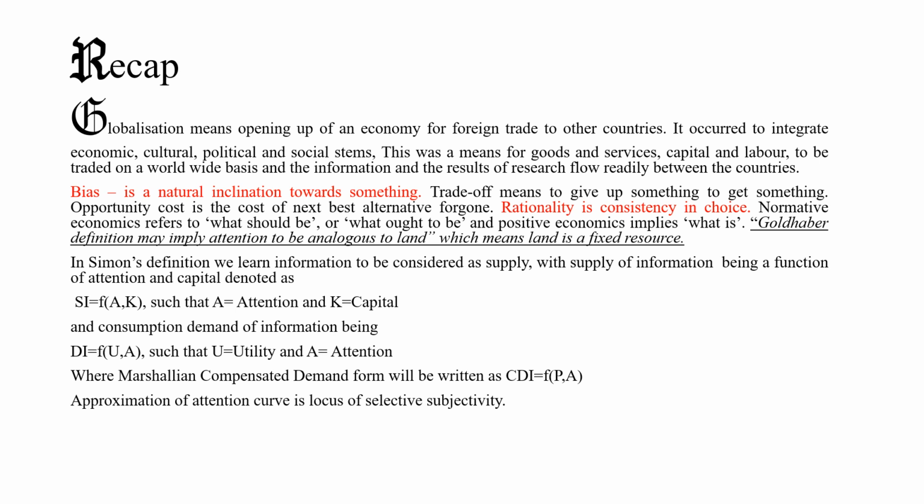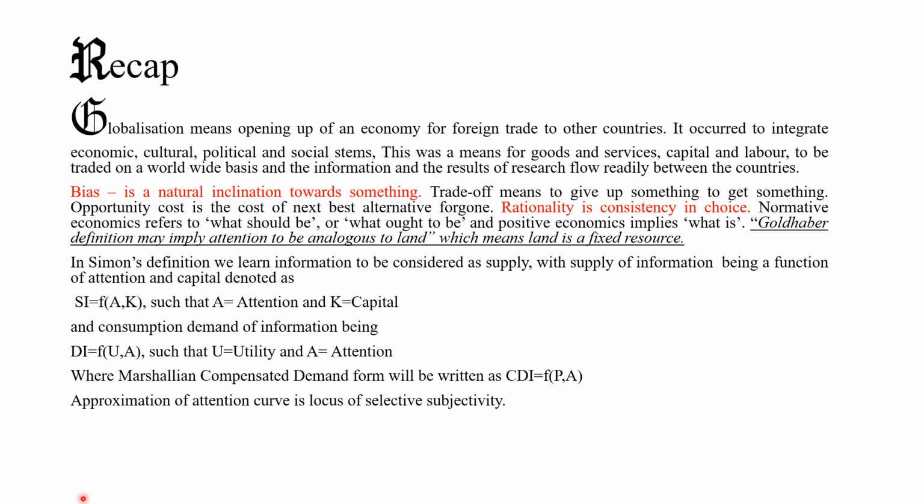So, how can rationality be there in such a vast information era? How can there be attention to all the information that is available? So the difference between what should be and what is has become more prominent today.